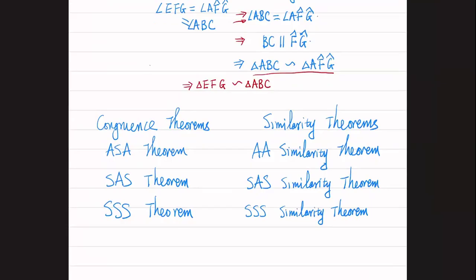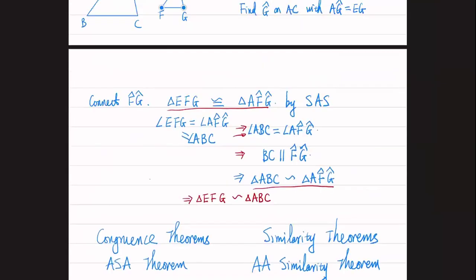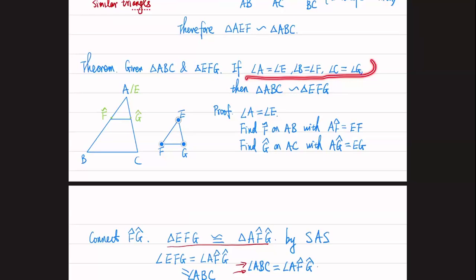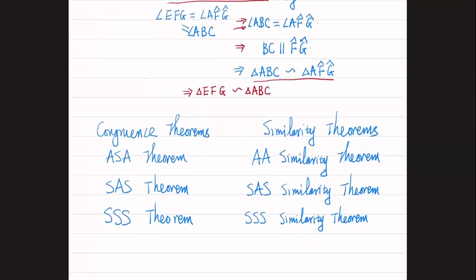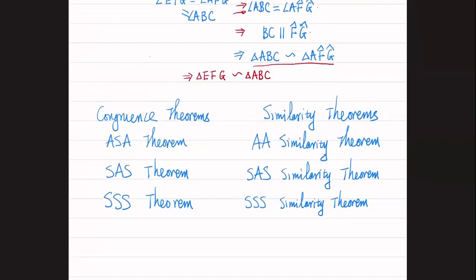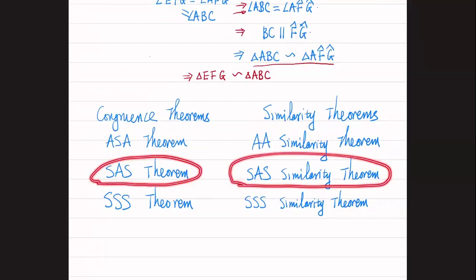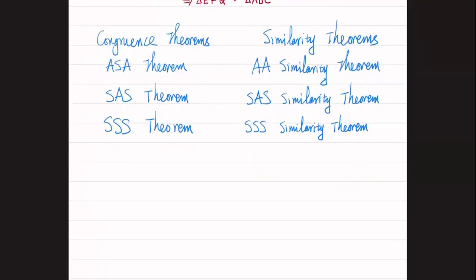In a certain sense, this AA similarity theorem is derived from this one. Even though we stated three pairs of angles, we only need to check two of them because the third one follows from the interior angle theorem. And let's compare the SAS theorem with the SAS similarity theorem. Let's get some space.